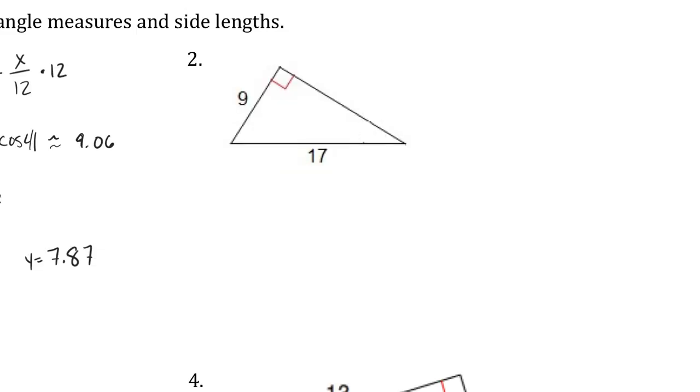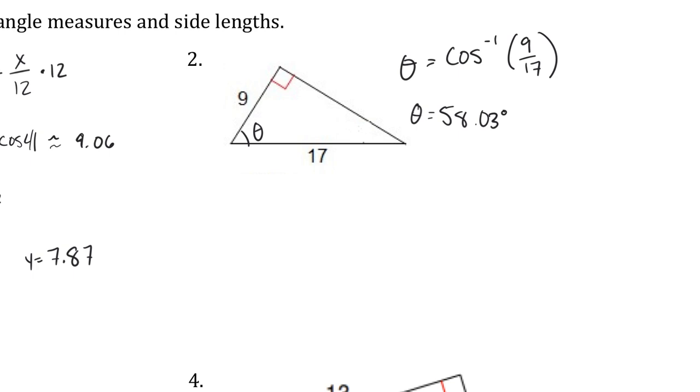Okay, so the reason that this problem is different is because we have two side lengths this time instead of an angle and a side length. So we're going to need to use an inverse to solve for an angle. I'm going to say this is my angle, and let's call this theta. So theta equals the cosine inverse of 9 over 17. Cosine inverse of 9 over 17 is 58.03. So theta equals 58.03 degrees. Again, make sure your calculator's in degrees.